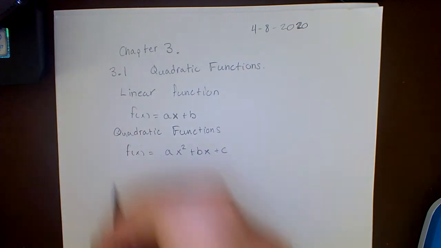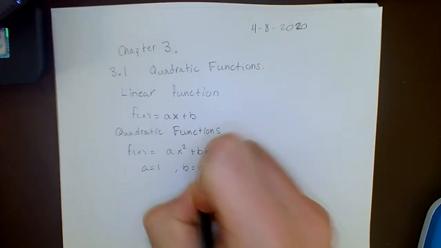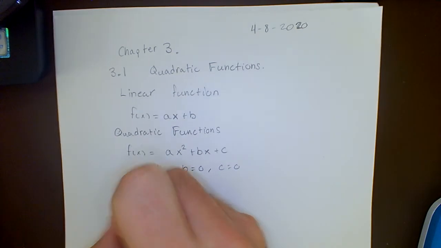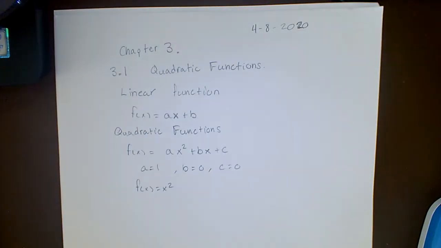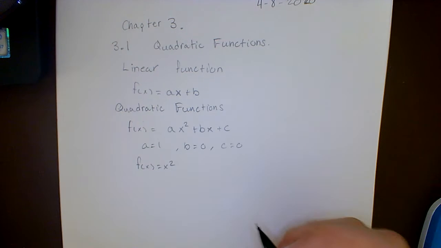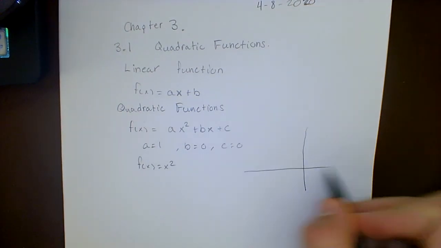This can represent infinitely many functions, but if a equals 1, b equals 0, and c equals 0, then we have f of x equals x squared, which we've already had some practice graphing. And its graph looks like this.